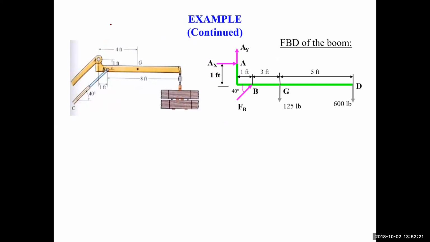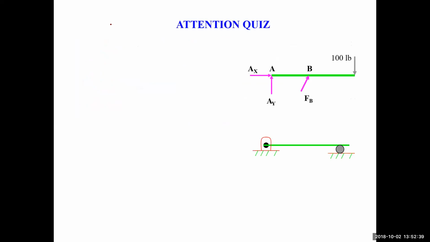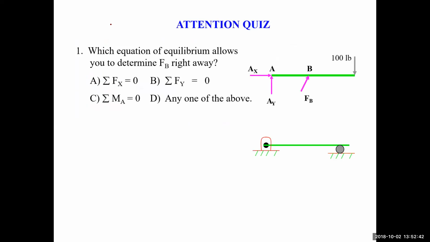So the free body diagram looks like that. And is this on your handout? Anyway, it's just like the problem we did with the platform, pretty much. These problems are very repetitive. You're doing these over and over again until you have a pretty good understanding of it. Which equation of equilibrium allows you to determine FB right away? Sum of the moments at A, because you can eliminate those A forces, right? They don't have any moments about A.